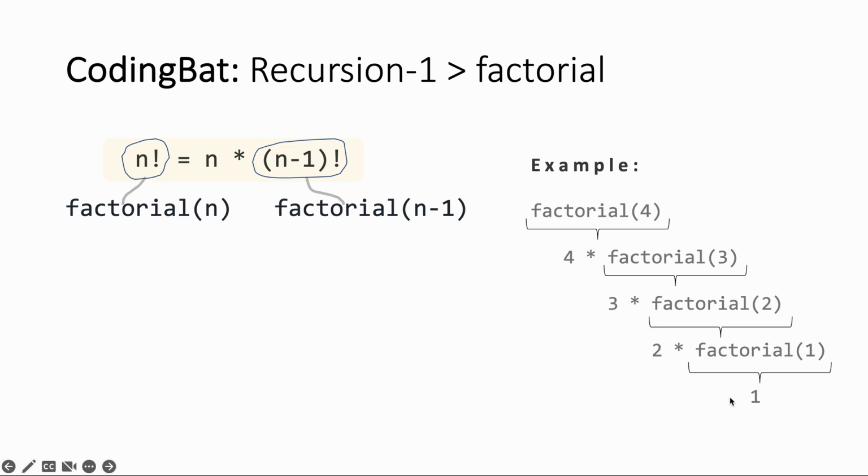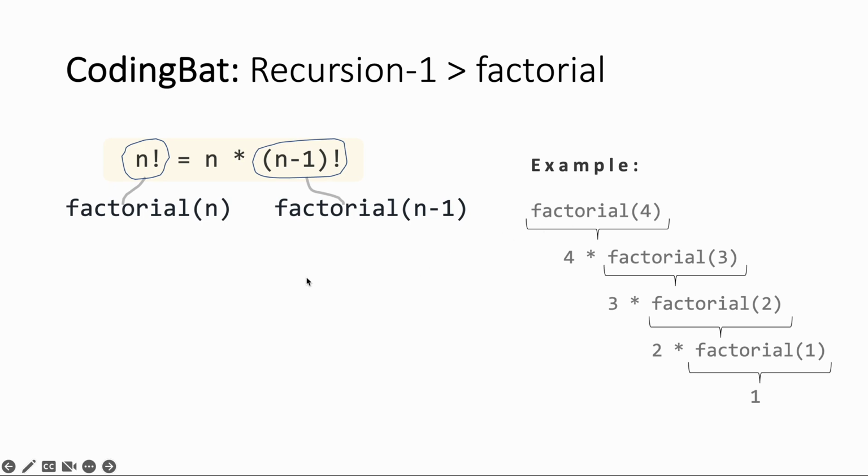Now, here we also need something where we say, well, hey, if n, the argument that we're passing to the method, happens to be 1, don't call factorial anymore. Return 1. That's the base case. So here we are returning 1. And because we return 1, now we can complete this expression. 2 times 1 is 2. Now we can complete the expression 3 times 2 is 6. Now we can complete the expression 4 times 6 is 24. And that is what factorial 4 is going to return.